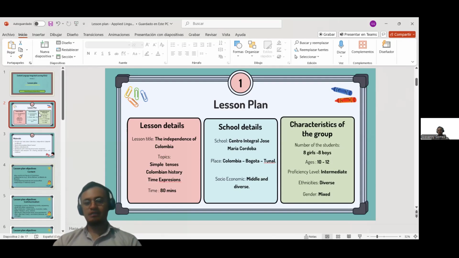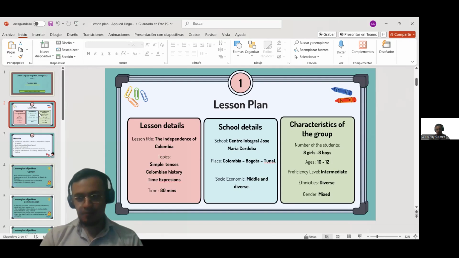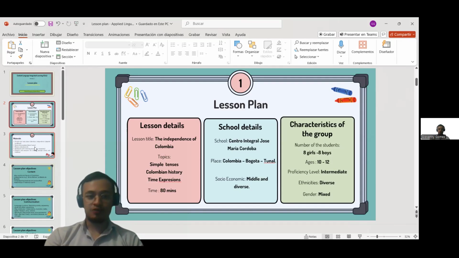And the school details. This activity will be done and applied in the Centro Integral José María Córdoba in Colombia, Bogotá, specifically in the neighborhood Tunal. We have 16 students, 8 girls, 8 boys, and the ages are around 10 to 12. The proficiency level will be intermediate, and we have a mixed group of students, as I told you before.